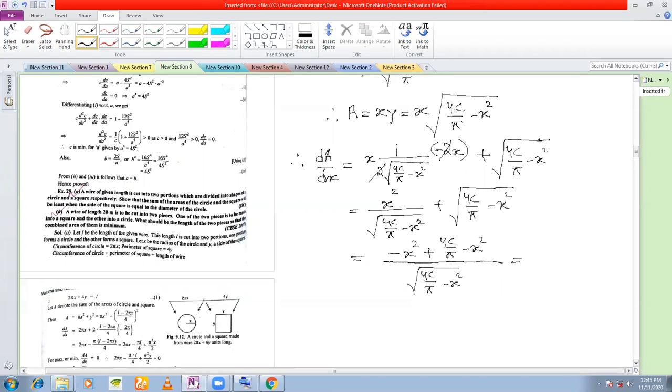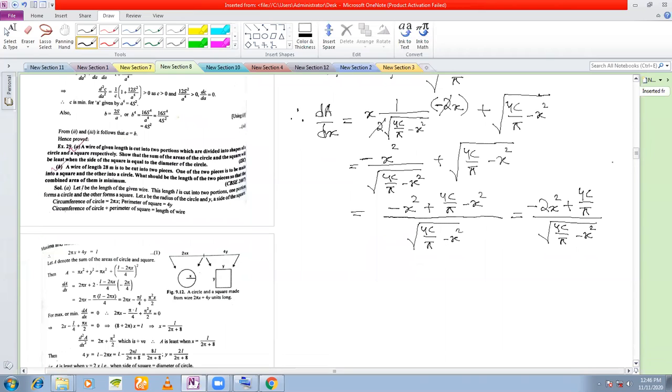Okay, so what is happening here? What are you getting here? There is also a minus sign here. So you're getting minus 2x square plus 4c/pi, divided by root 4c/pi minus x square. This is what you are getting.